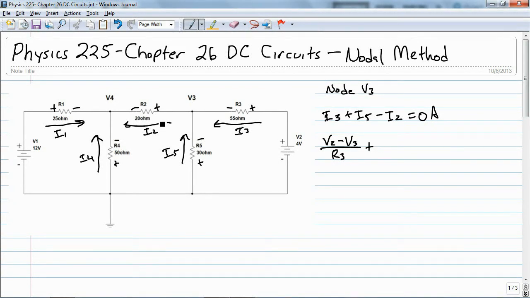Plus, now for I5, the tail is at 0 volts or ground, minus the tip is at V3 over the resistance R5, plus, minus, and the tail is at V3, the tip is at V4, and the resistor is R2. That's equal to 0 amps.